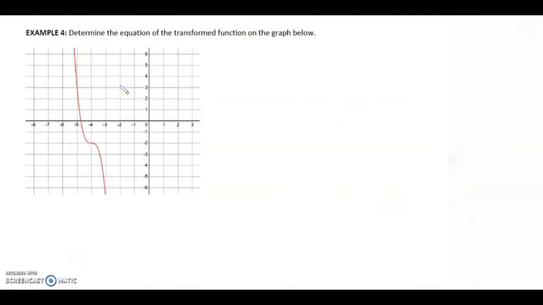Determine the equation of the transformed function on the graph below. Okay, so I'm going to start with kind of like the vertex form if it were to be a quadratic. So y equals a(x minus d) squared plus c. I'm going to start with that. So d comma c, it's not squared, it's cubed. D comma c is going to be that middle number, that point of inflection. Okay, so in this case, it's -4 comma -2.